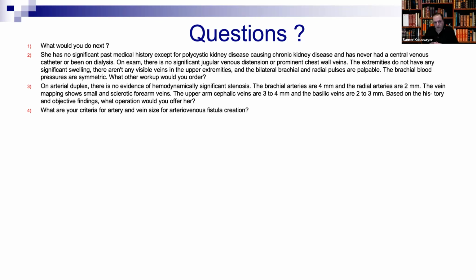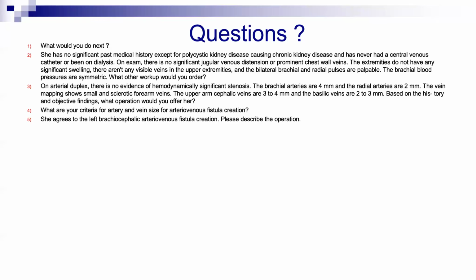Okay, so I need the vein to be 3 millimeters in the forearm and arm, the same, correct? Yes. But the artery in the radial and ulnar at 2 millimeters is acceptable. In the brachial it should be at least 4 millimeters. Yes. Okay, this is acceptable criteria. She agreed to have a left brachiocephalic fistula. Describe the surgery. How do you do the surgery?